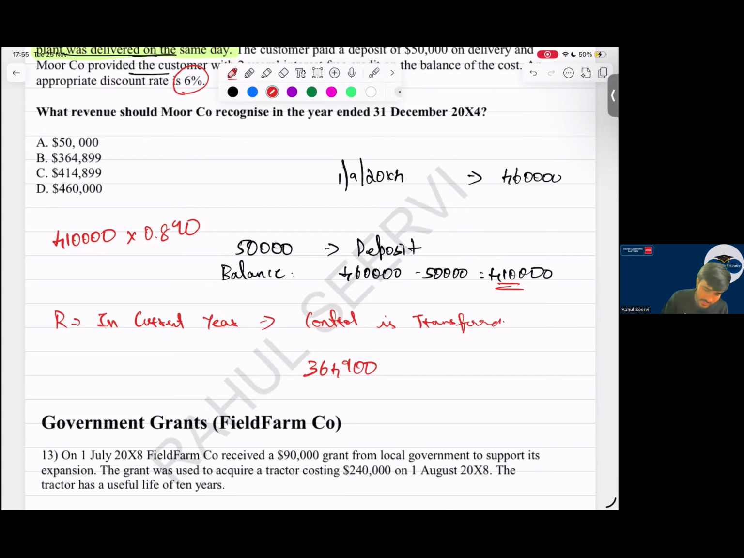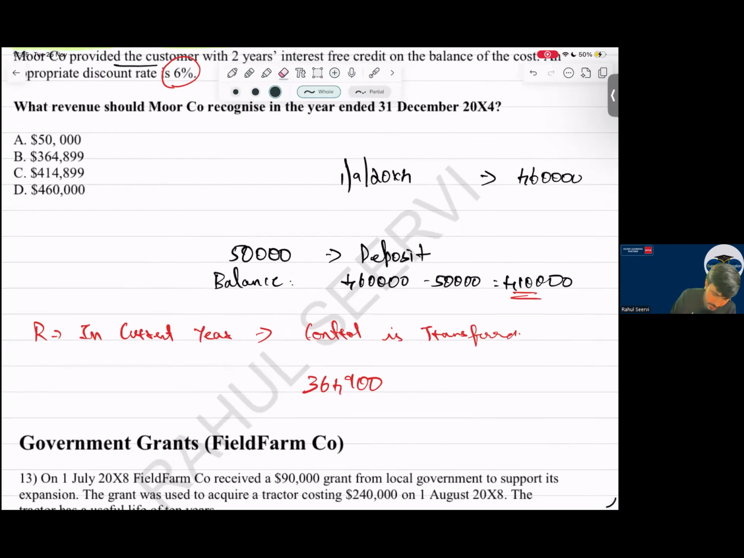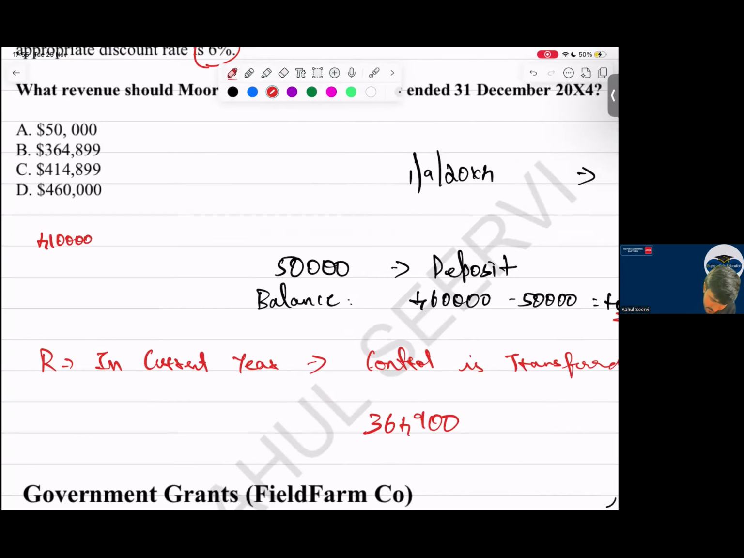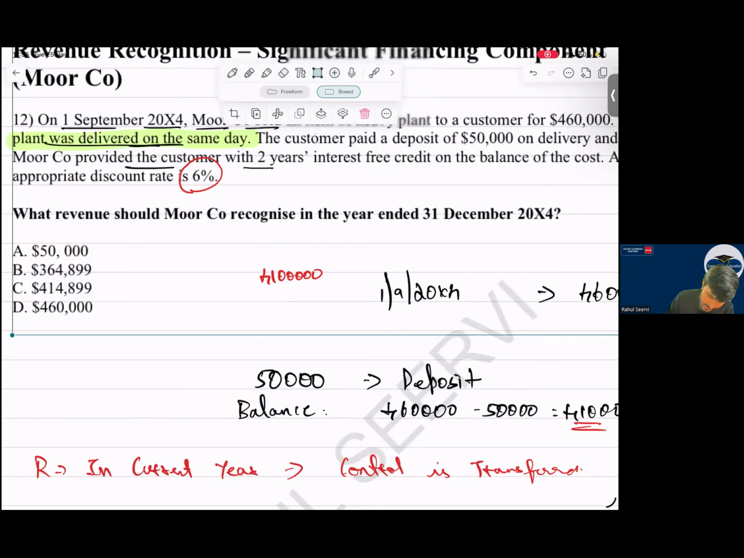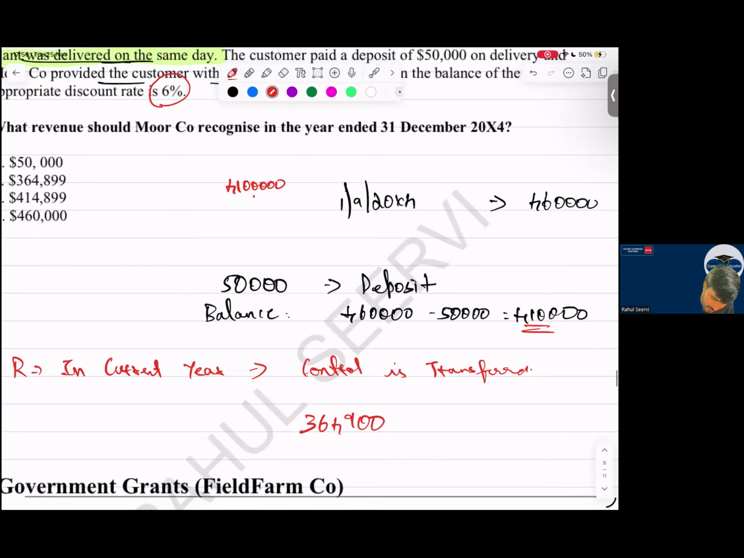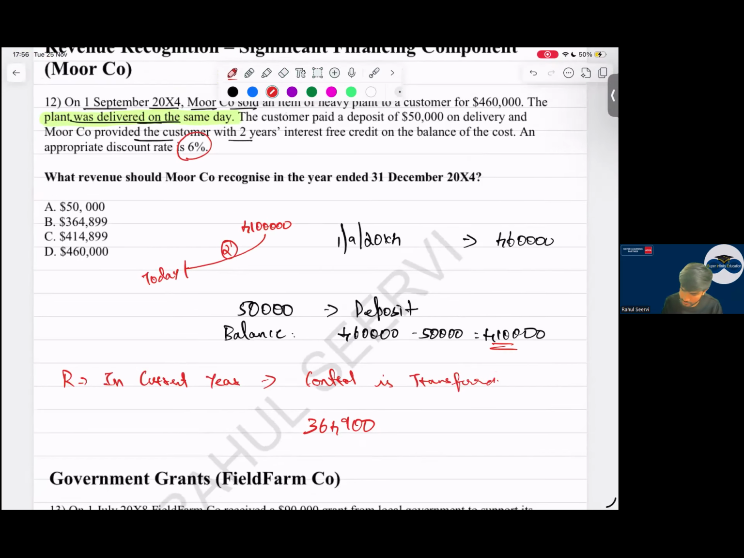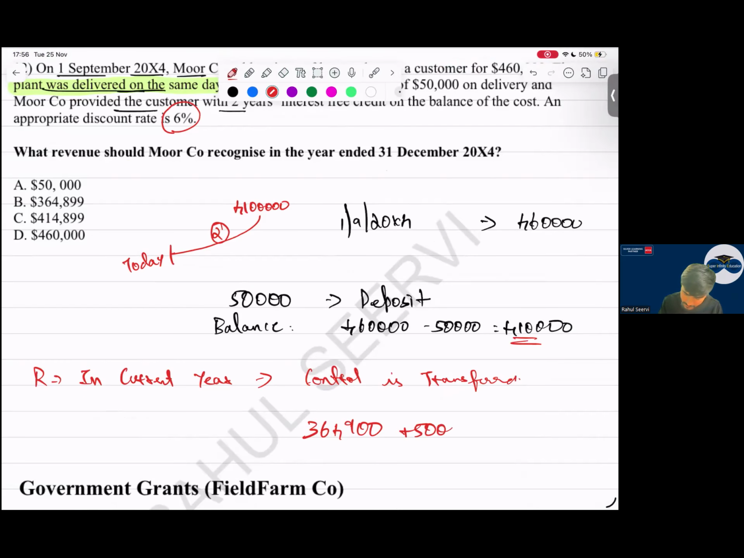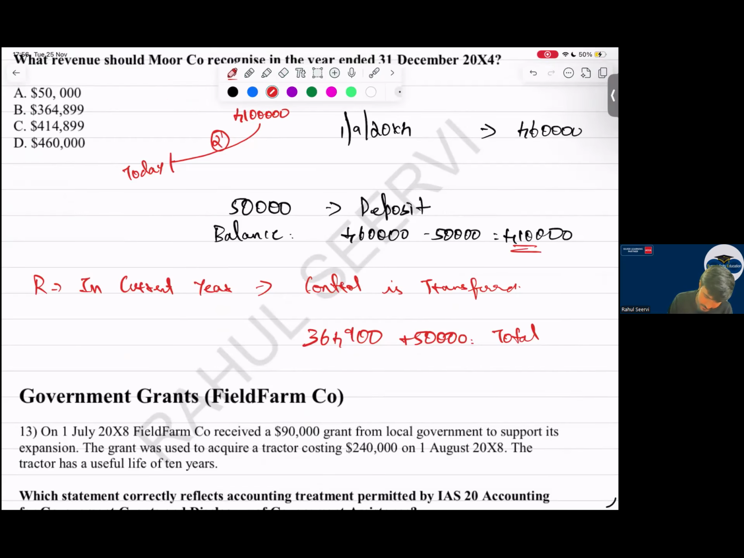3,64,900. Sir, in future, see here everyone, 4,10,000 is the balance which we will get in future. So what I have done, this amount I have discounted here today. That is 2 years I have discounted it. I got this amount plus 50,000 today. That is my total revenue. So what is the revenue I'll recognize? 4,14,900.